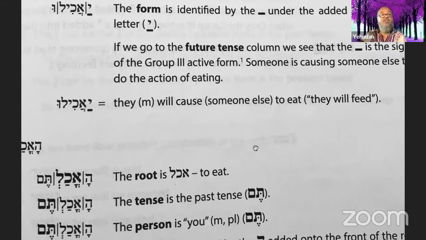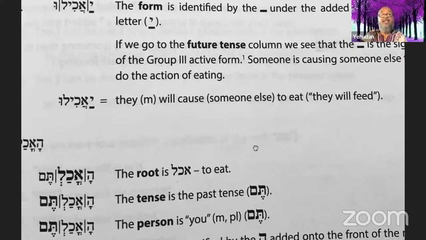So the ya akilu is they, right? Future tense. They will cause someone else to eat, meaning they will feed. The will, of course, is the future tense.